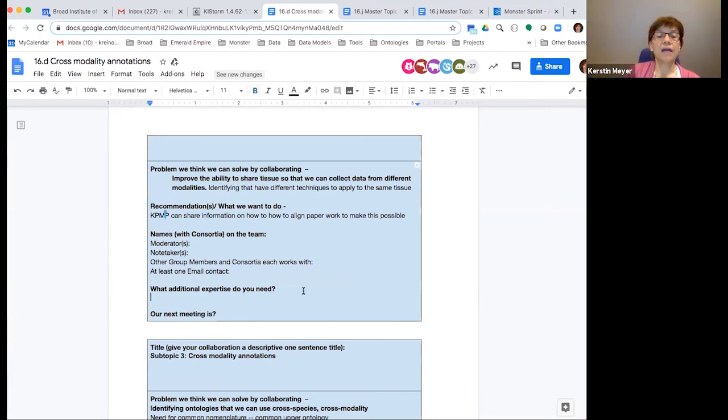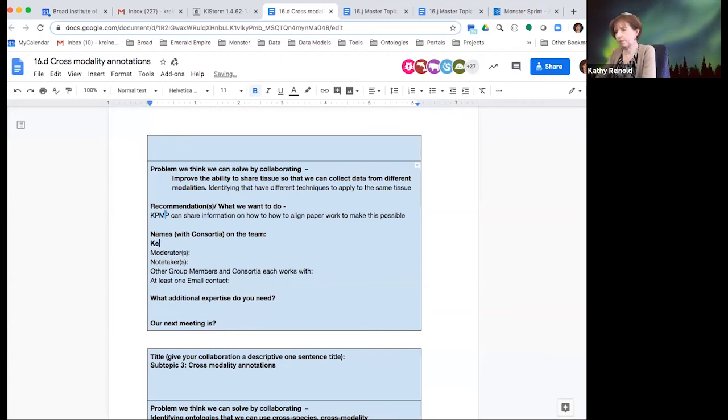What additional expertise do we need? We need representatives from different organs, is that correct? Or from different groups that are involved with the ability to reuse the tissue? So I would be happy to put my name, but this is, I'll put you in. Yeah, so.